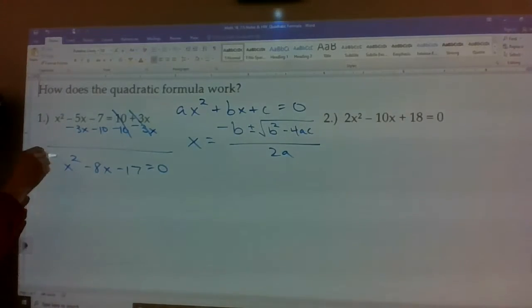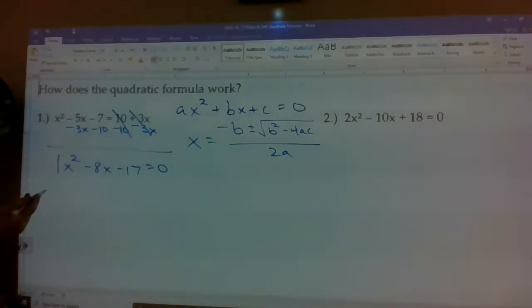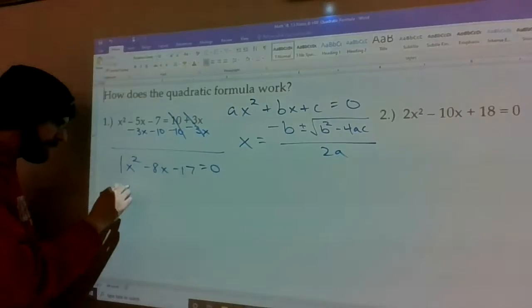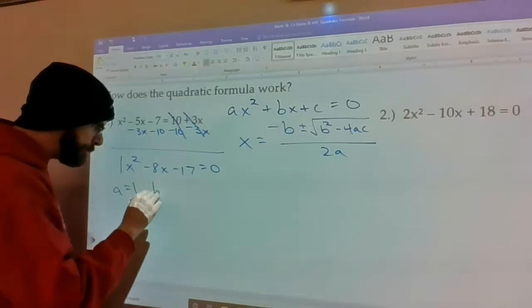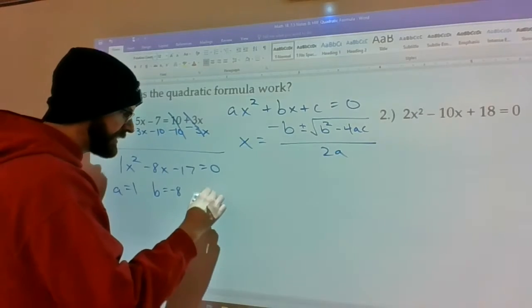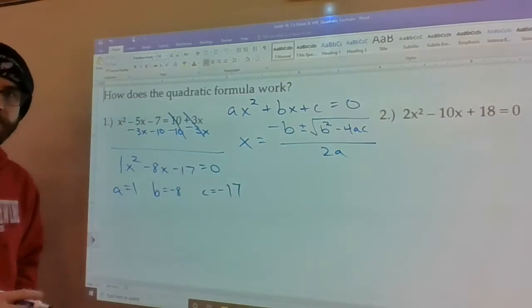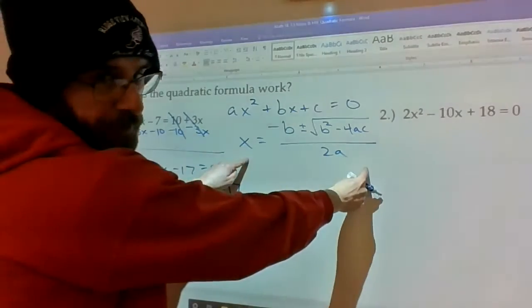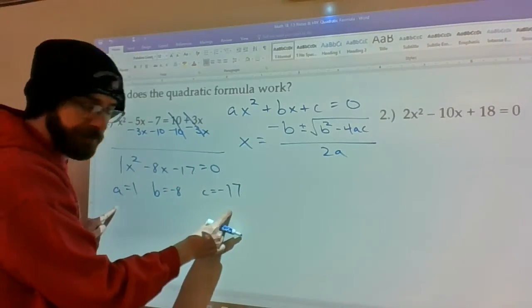Now, if there's nothing in front of the x squared, it's a 1, okay? So now, identify the a, b, and c. Well, a is 1, b is negative 8, that's different, and c is negative 17. So then we plug into this formula using these three pieces of information.